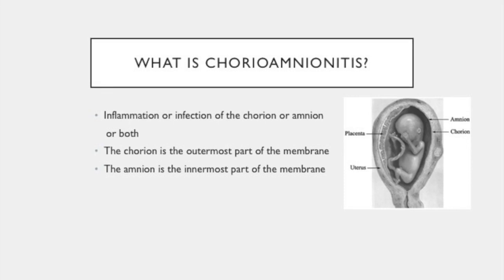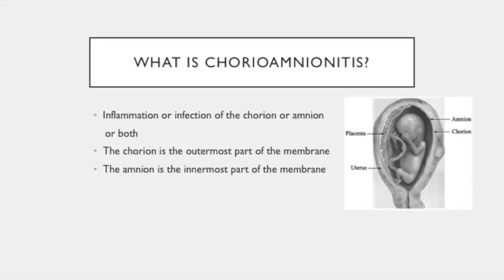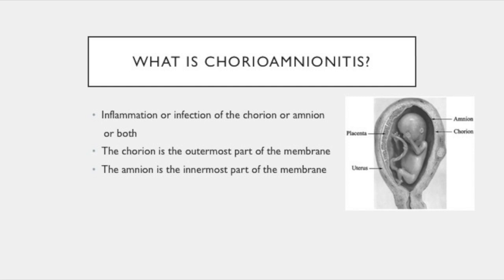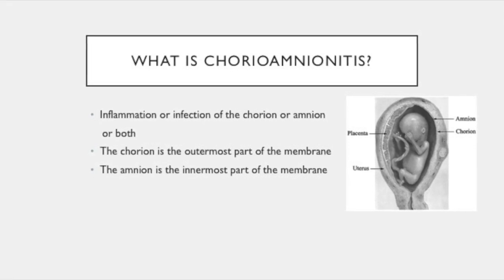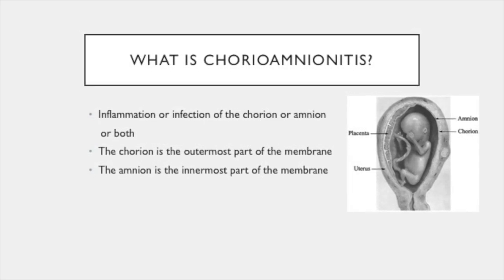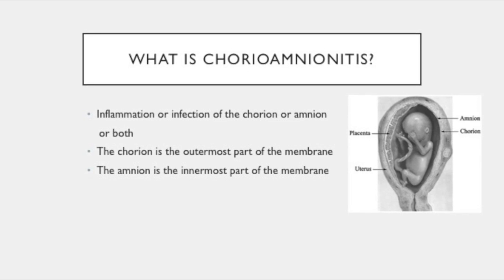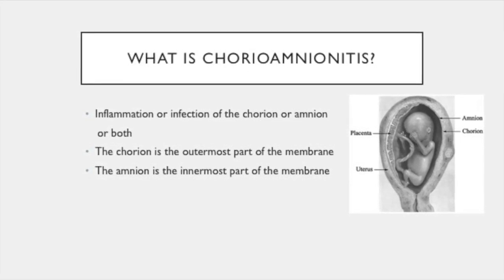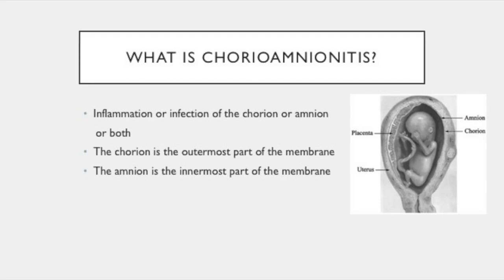What is chorioamnionitis? If you're anything like me, you don't even know how to pronounce this word, better yet what it is. But it occurs in pregnant women, and it is the inflammation or infection of the chorion or amnion or both. The chorion and amnion make up the fetal membrane or the amniotic sac, and it surrounds the fetus to protect it.